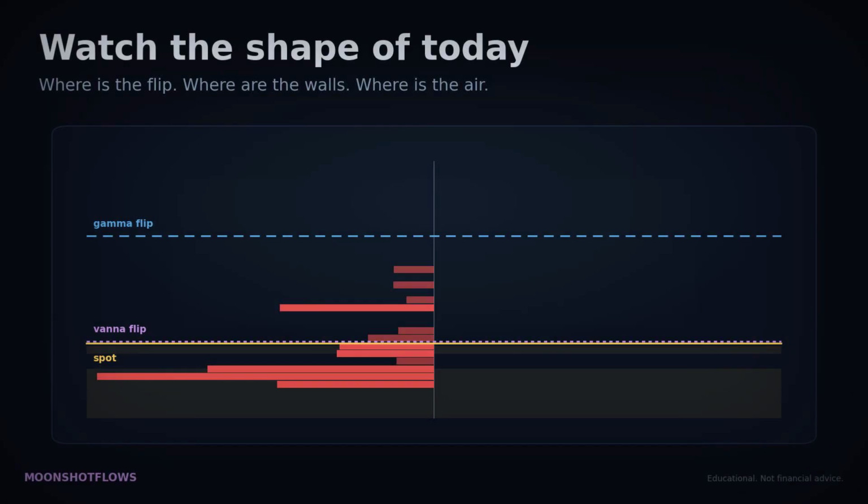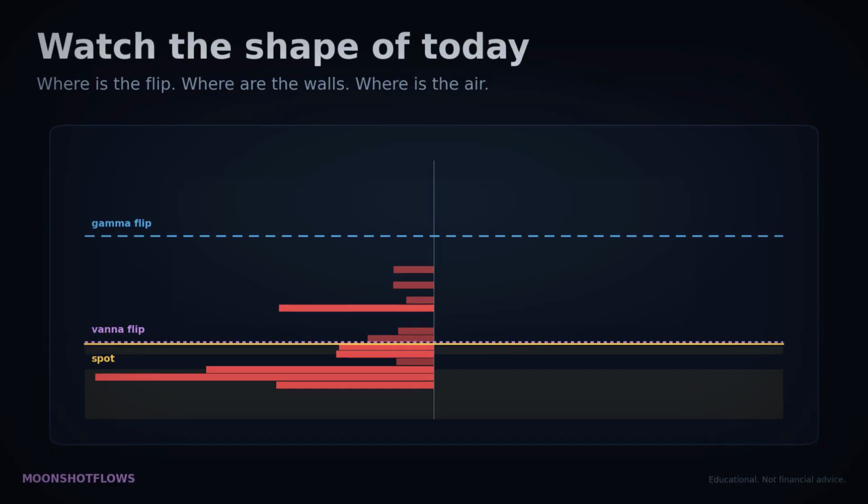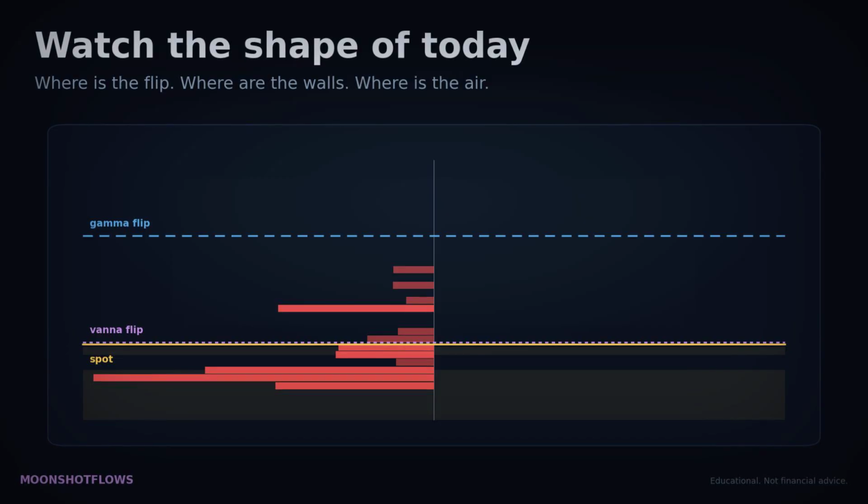So here's what we do with all that information. Stop asking the market for one number. Stop asking it about a month you will not be in. Ask the only chain that decides your trade. Today's. Read it as a shape. Where is the flip? Where are the walls? Where is the air? That shape is your session, drawn before it happens.